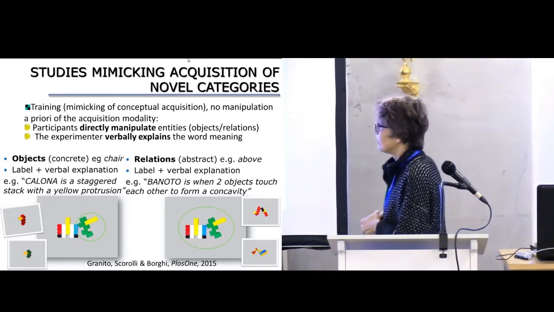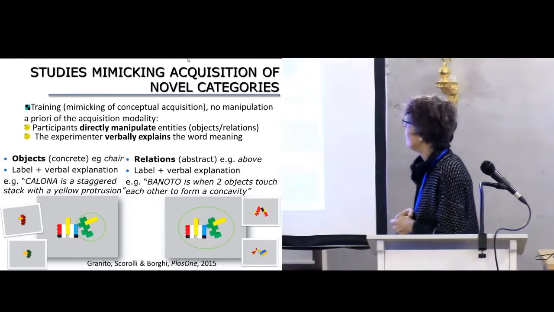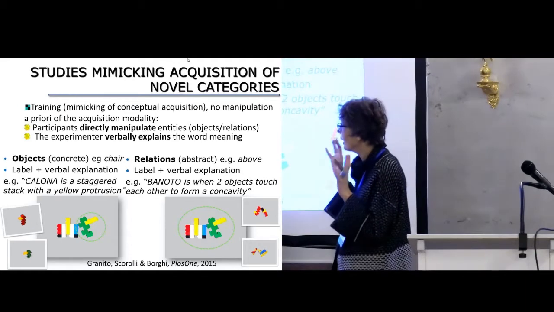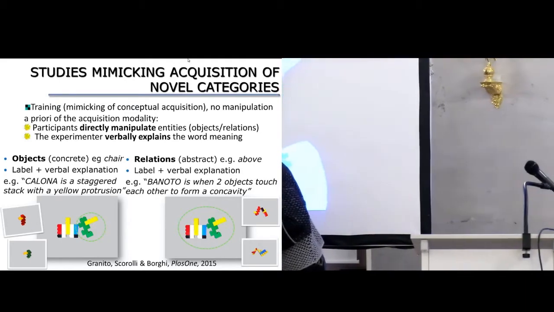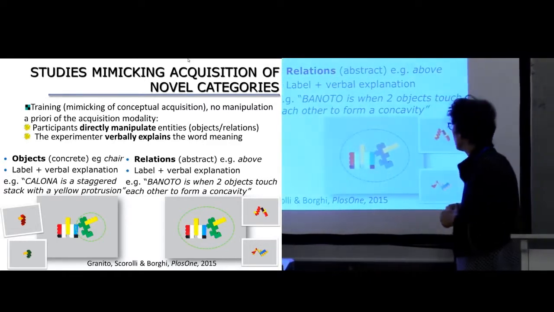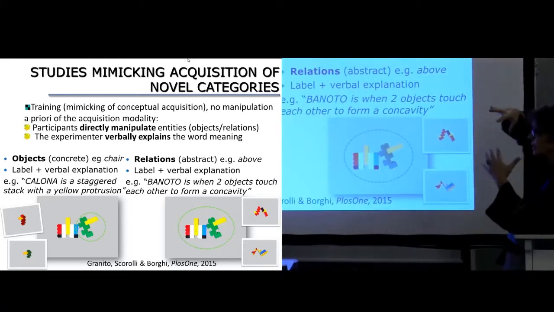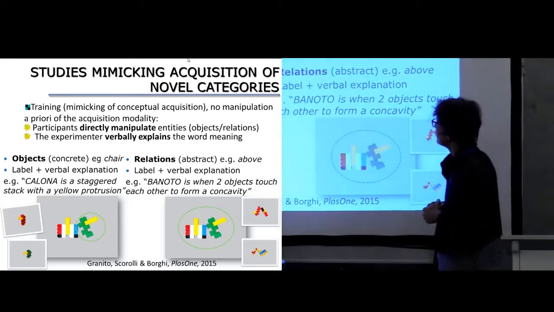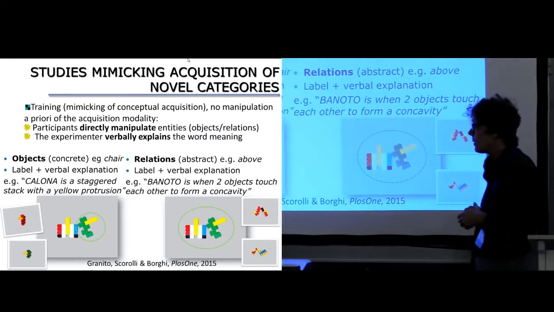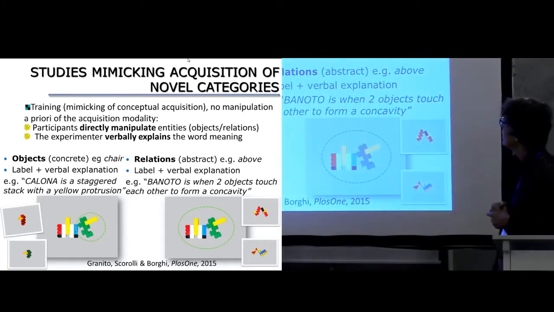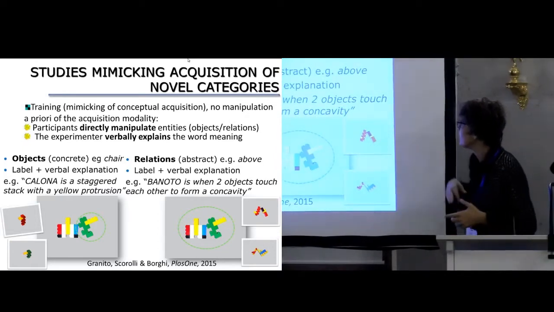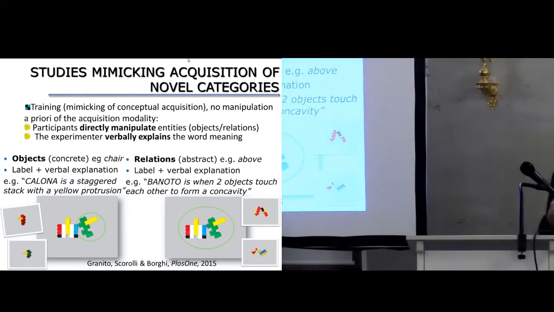Another study along the same line, in which we changed the training a little bit, again with artificial categories, again to mimic conceptual acquisition. Participants directly manipulated entities. Concrete concepts were manipulated as objects with a protruding part, with a very distinctive perceptual characteristic, whereas abstract concepts were more relational elements. Participants manipulated the two objects, and the experimenter verbally explained the word meaning. For example, Kalona is a staggered stack with a yellow protrusion. Panotto is when two objects touch each other to form a concavity.